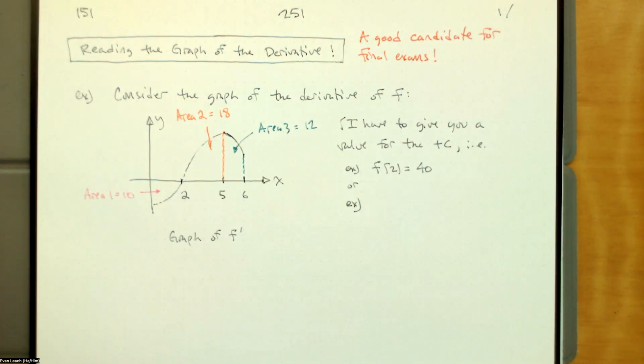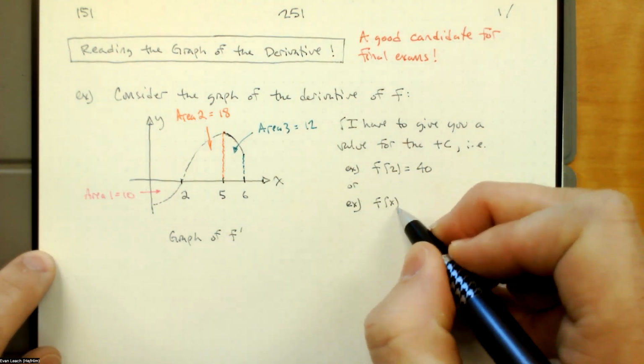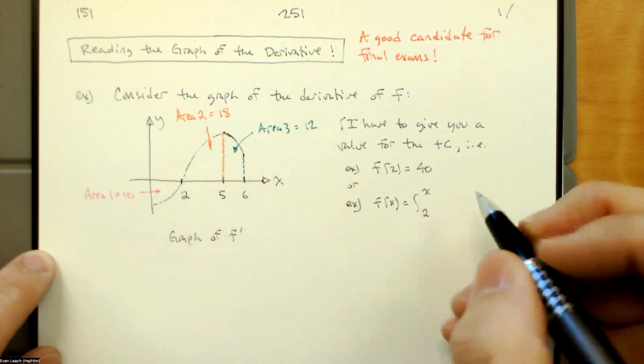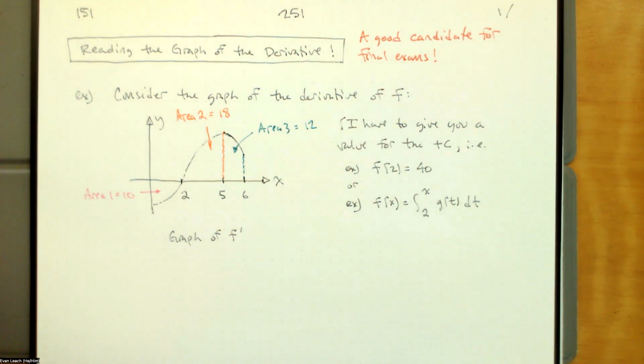I will define the function with the second fundamental theorem of calculus. I'll just hand you a value, say f of 2 is equal to 40, or I will define the function with the second fundamental theorem of calculus. F of x is the integral from 2 to x of this function. If I use the second fundamental theorem of calculus, I'm also telling you that this is the derivative. So this is another way I could tell you that the graph is the derivative.